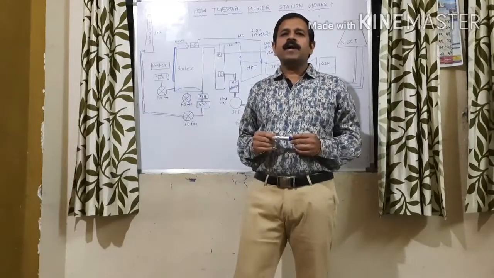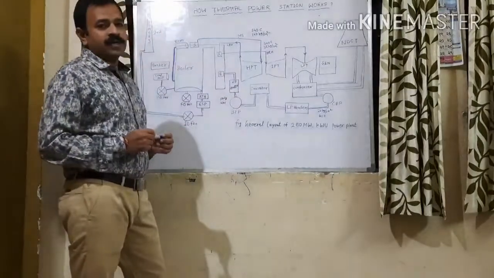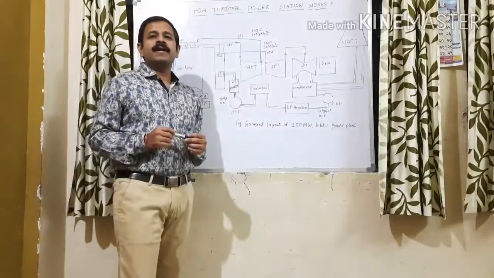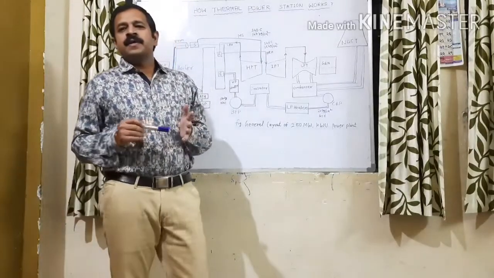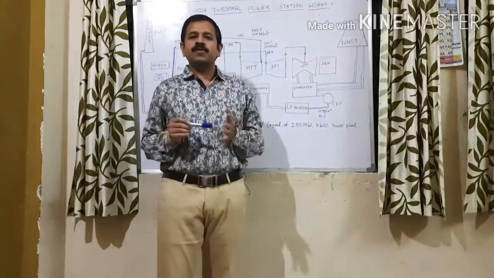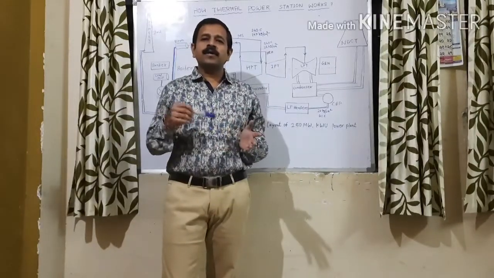This is my second video, and in this second video I am going to explain to you how the thermal power station works, or the working of the thermal power plant in brief. Here thermal means heat energy. The heat energy obtained from the combustion of coal is utilized to convert water into steam.